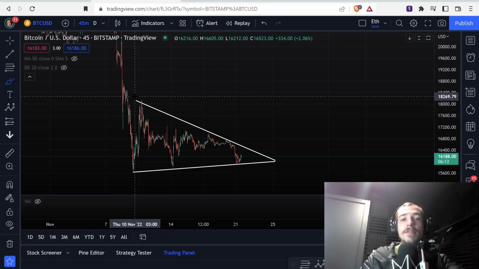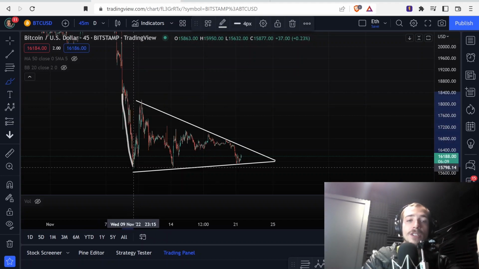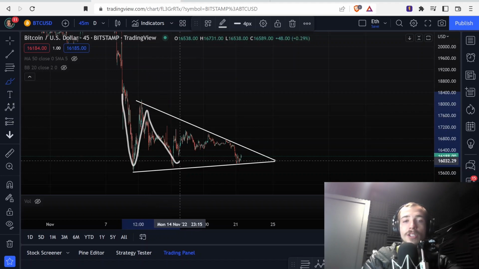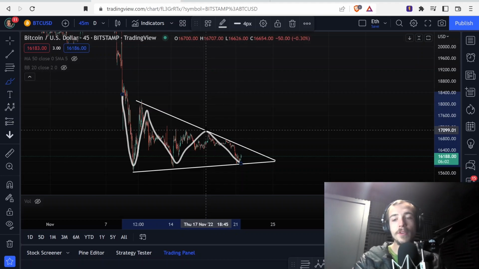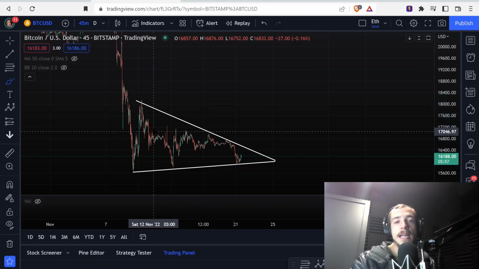Now what has happened, and something I want to share with you guys today and why I'm bringing this up, is the fact that the market has crashed. And when the market crashed, it created another pattern. As a result of creating this secondary pattern that we see in the market, this is another triangle.